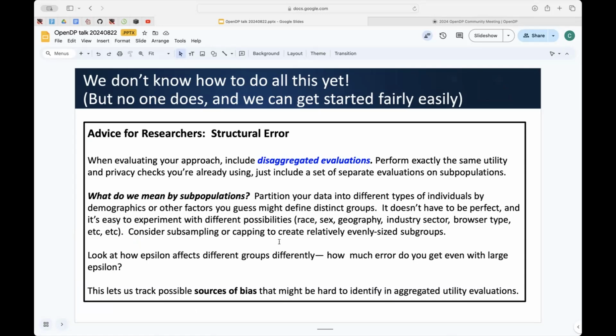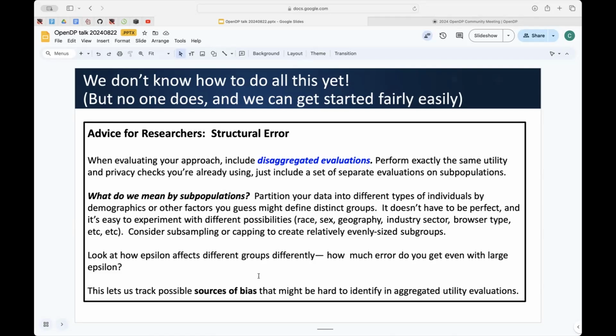Consider subsampling or capping to make sure your subgroups are relatively evenly sized. And by the way, the disparity that Gary showed between Asian men and white men, Asian women and white men, we also see disparity in that data between white men and white women. So these performance differences are not just the population size. It's also the population size, but it's not only the population size. There are actually interesting things about the distribution, where the car hits the road, what conditions the road has. So just do disaggregated evaluations. And this helps us track the source of bias.